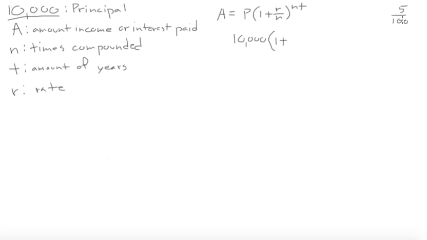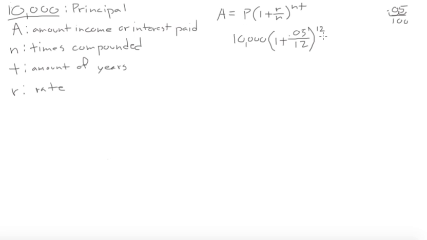Well, when we divide by 100, any number, we're going to go back two spots. 1, 2. All right, our decimal goes here. It was there. Let me put a 0 there. So it's going to be 0.05, okay? And then n, we're going to say that it's monthly. It's compounded monthly, so there's 12 months in a year, okay? And then n up here is going to be 12 again.